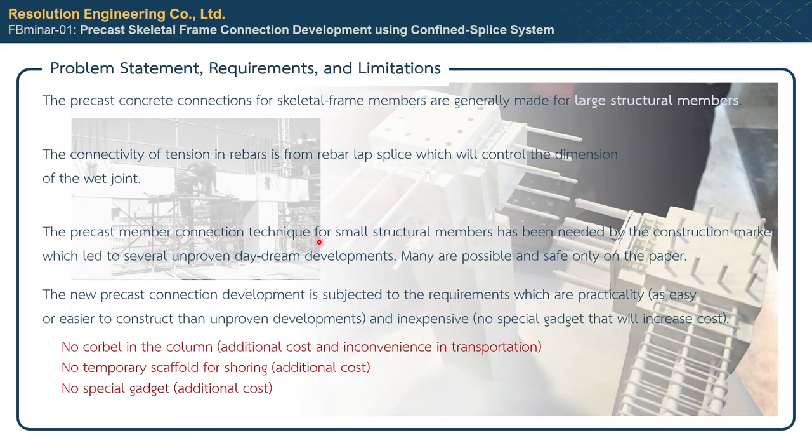Next, the precast member connection techniques for small structures, blah, blah, blah, in the market, has been needed by the construction market, of course. We need to reduce the construction cost. But the thing is that small precast concrete member connections are not available in the code provided by European countries, USA or Japan. So if it's not available, then the contractor will struggle, huh? The developer will struggle in order to get ones for the construction that is going on in Thailand, right? I always say Thailand because it's the clearest information that I can see with my own eyes.